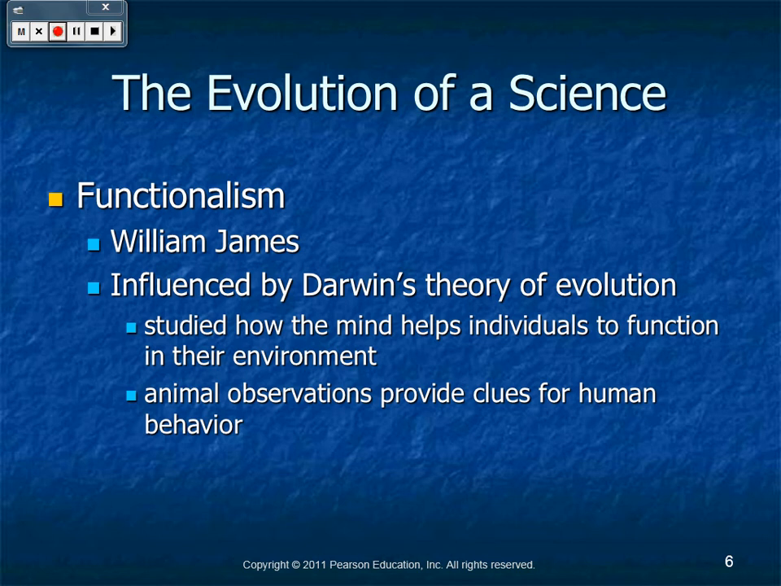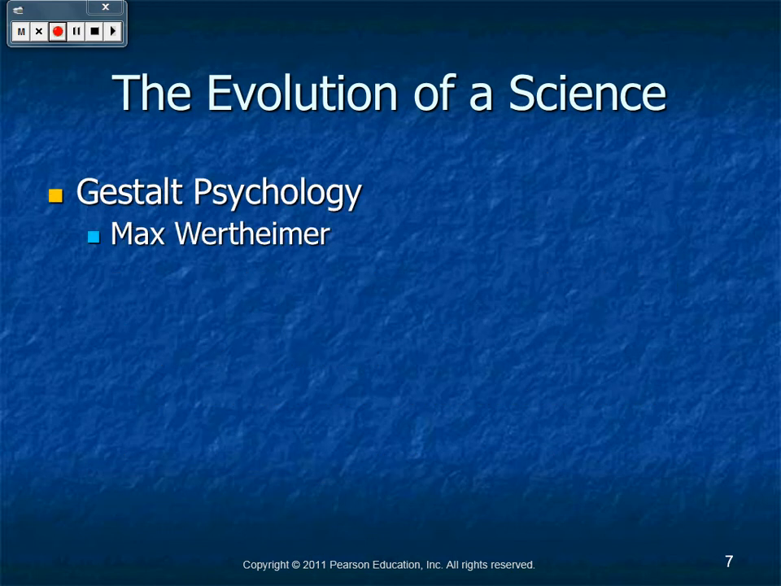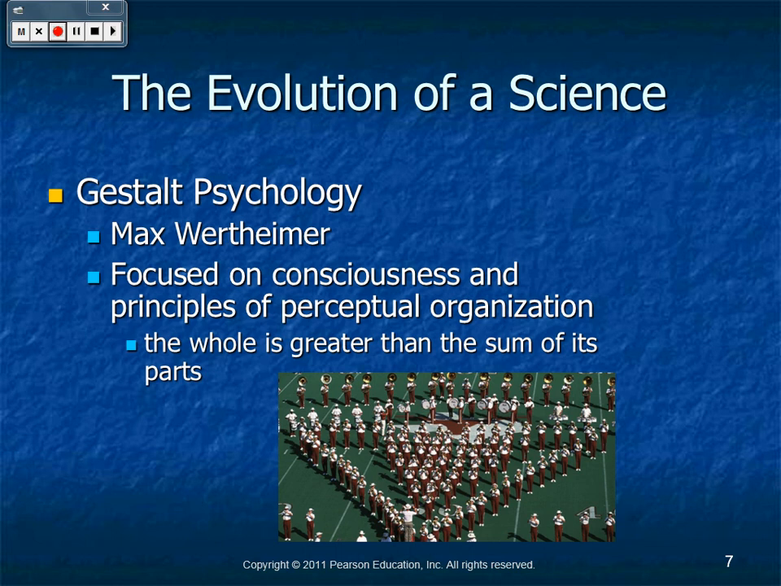Number 3, we then came about with another thought. We still use this thought today. This is a school of thought that people still use, and it's called Gestalt psychology. It was actually discovered by Max Wertheimer. Gestalt psychology is still based on consciousness. We're still in this whole conscious thing.